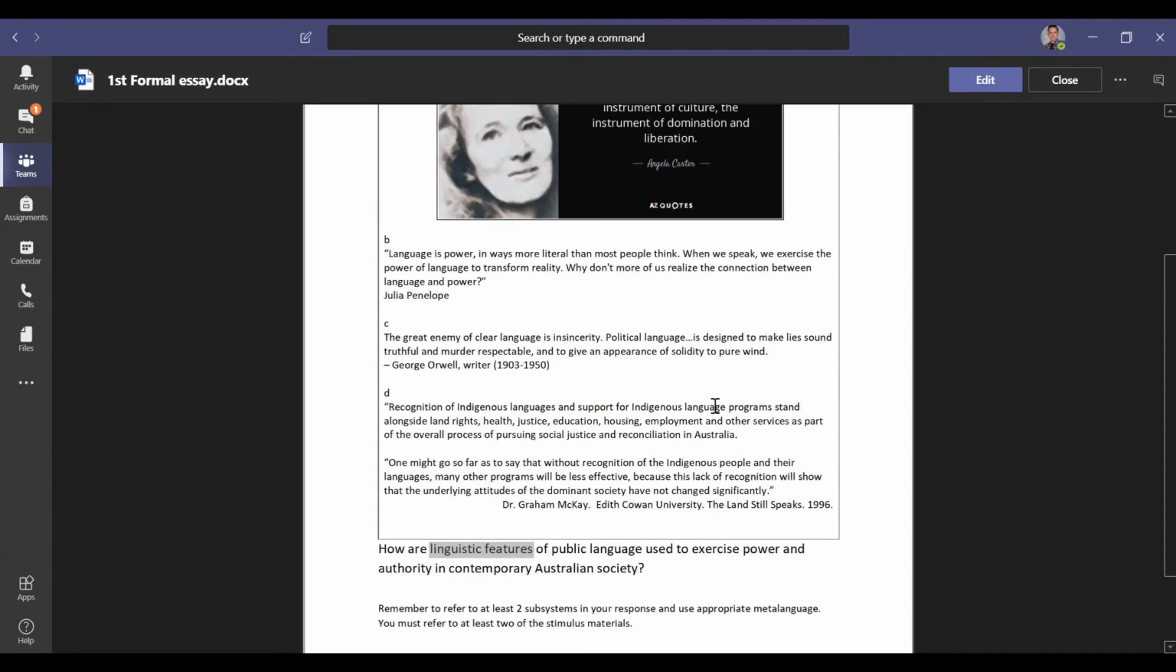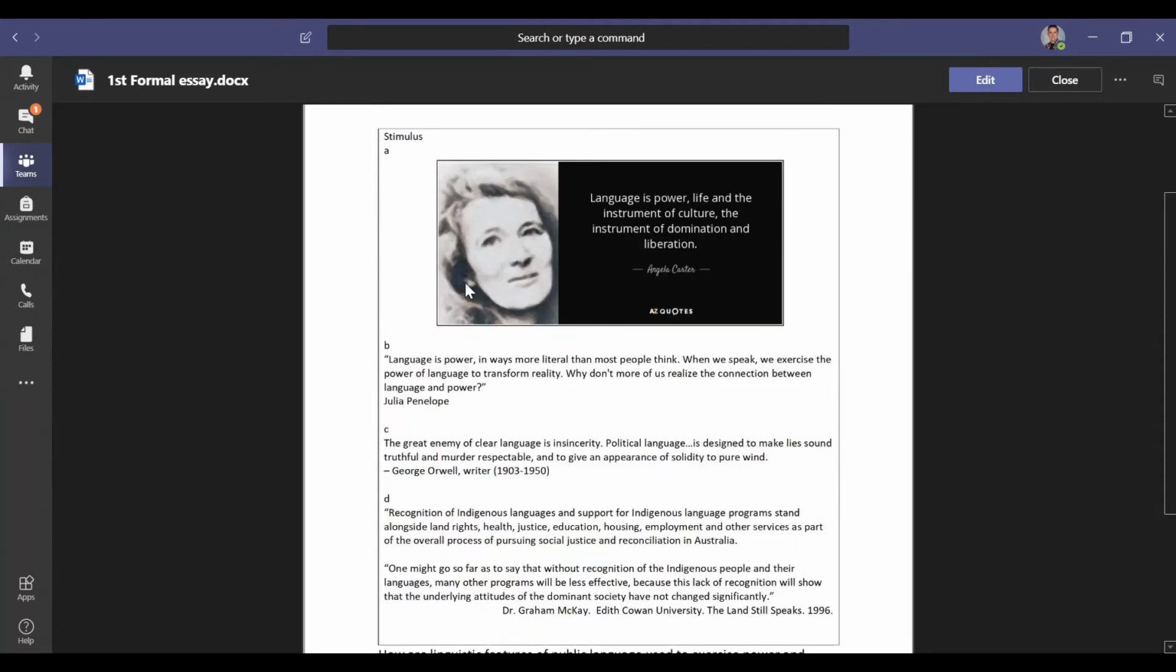Guys, I do want to point you towards the stimulus. You can use these as little indicators of what you could talk about in a paragraph. So let's have a look here. The first one, stimulus A, says language is power, life, and the instrument of culture, the instrument of domination and liberation. Notice how this is like a general discussion of language and what it does.